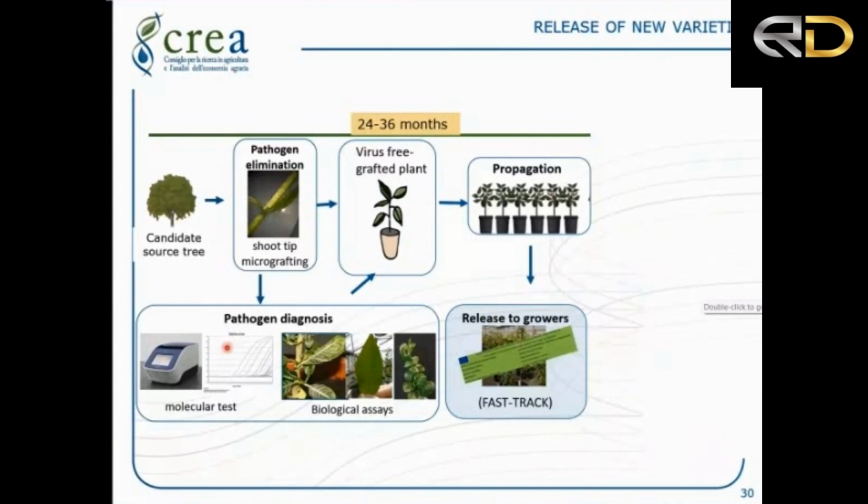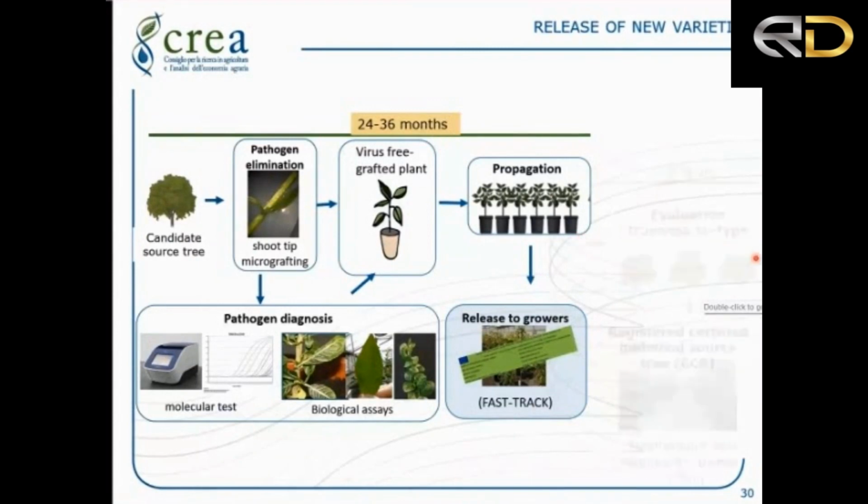Subsequently, there is a pathogen diagnostic step in which by molecular tests and also biological testing, we are able to confirm the success of the cleaning process. Once selected, the virus-free grafted plant is propagated and subsequently released to the growers with a green label. These allow a preliminary evaluation of the plants in open field with research purpose. This activity takes around 24-36 months.